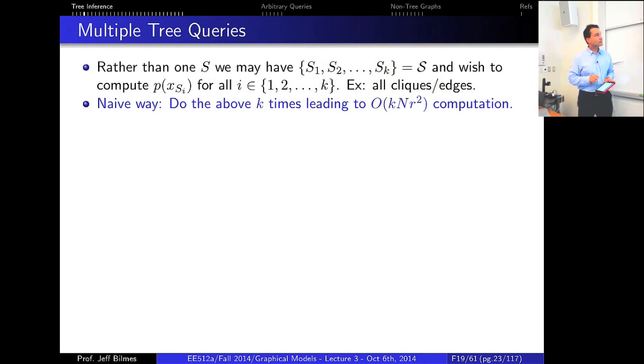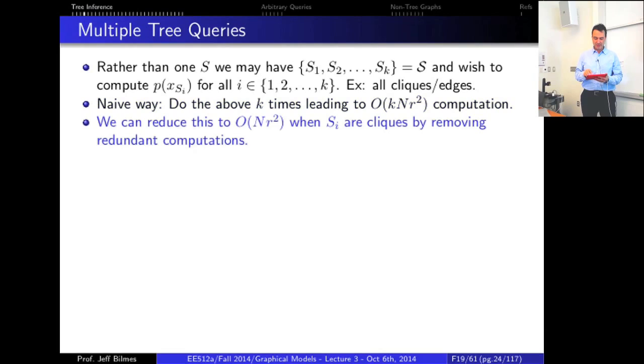Well, what we could do is we could do this process k times, independently. And if we had k processors, this would run in the same amount of time. But this is not a very smart way of doing it, as you will see, because there are ways of doing it much better. In fact, we can reduce it to order n r squared, independent of k. And the way we do this is by removing redundant computations.